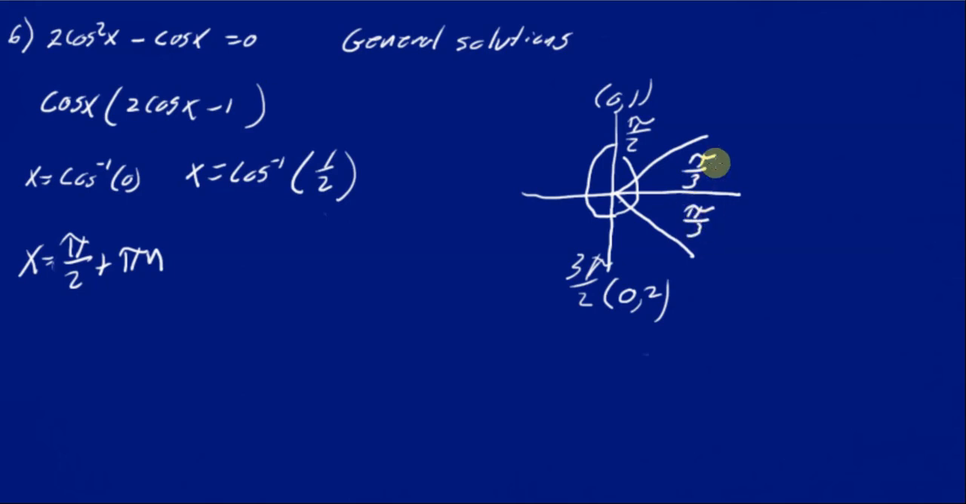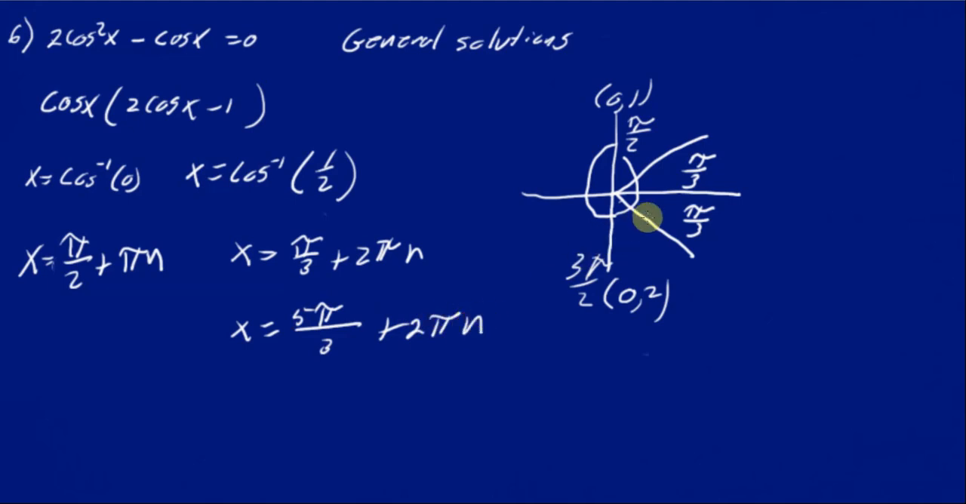So these don't make a straight line, so I have to write each one of these solutions down and then add 2 pi n to get all the others. So obviously in the first quadrant, x is equal to pi over 3 plus 2 pi n. And in the fourth quadrant, it's going to be 1 less than 2 pi, or 5 pi over 3. And I have to add 2 pi n to that also to give me my general solutions.